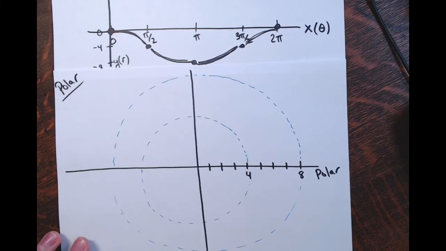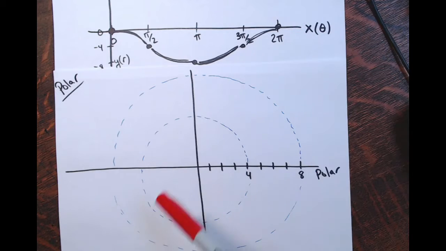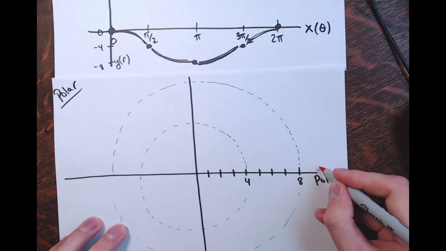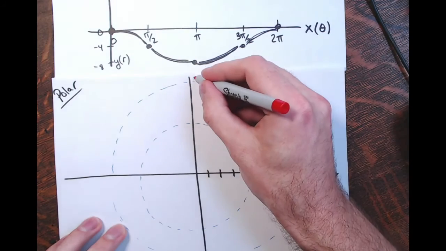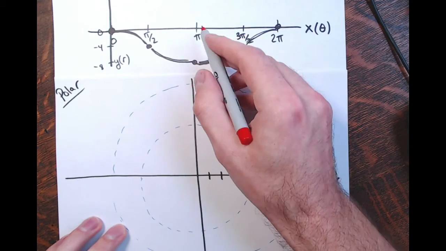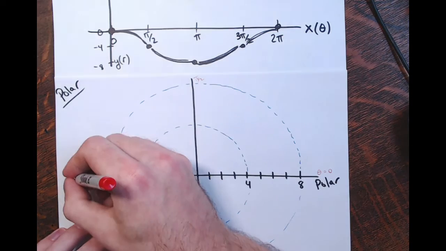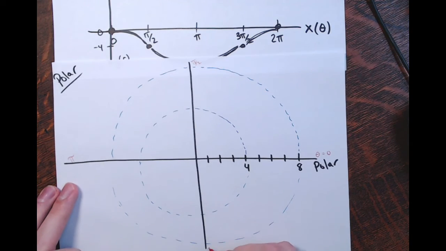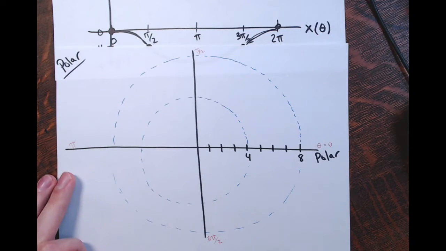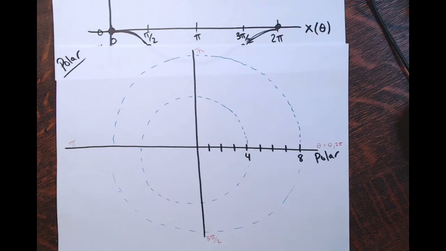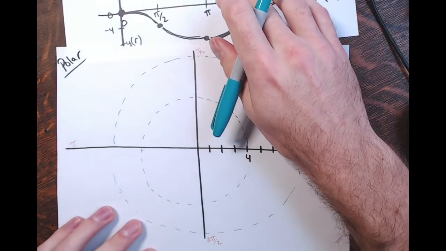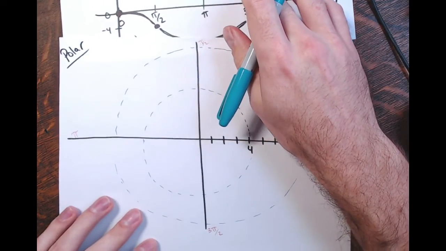Okay, and then what I'm going to do is mark off these angle measures, these special angle measures that showed up on the x-axis up here. Now theta equals 0 corresponds to being on the positive side of the polar axis. Theta equals pi over 2 corresponds to being up here on the positive side of the vertical axis. Theta equals pi over here, theta equals 3 pi over 2 down here, and then back to 2 pi. Those were the angles that showed up. All right, so now I'm going to graph one piece at a time.